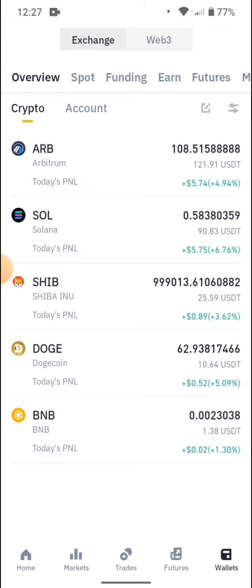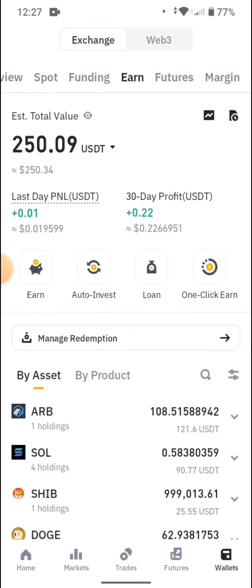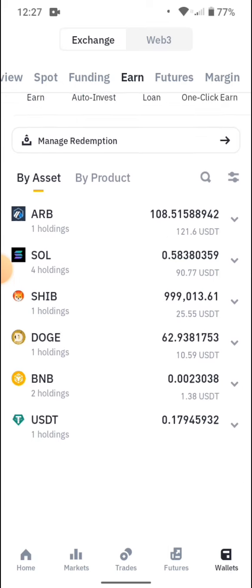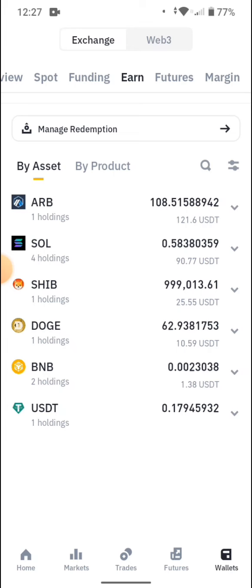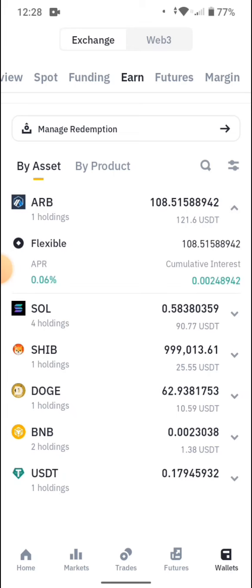So when you come here, this is where you stake your cryptos. You just stake your crypto assets. Binance is going to use this to lend to other customers, and in return you are going to make profit. Now I have 108 Arbitrum. So whenever I have Arbitrum, I'm going to stake it and earn a little profit from this.